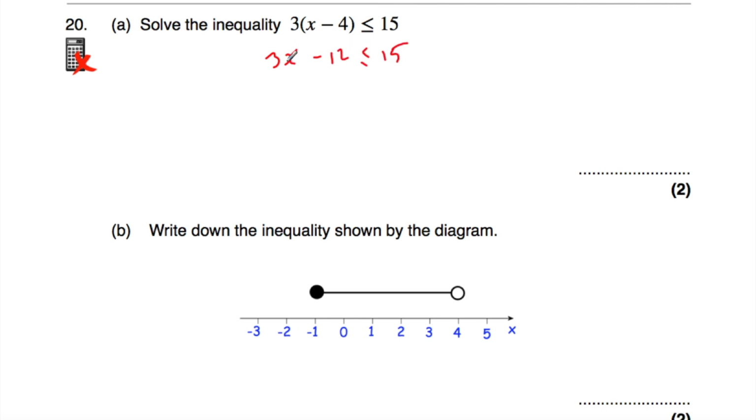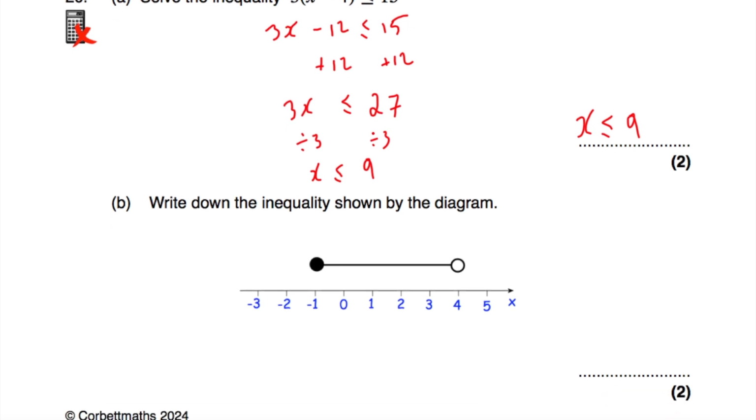Okay, now we want to get the x on its own, so let's get rid of this minus 12. So let's add 12 and add 12 to both sides of the inequality. So on the left hand side, we have 3x minus 12. We're adding 12 to get rid of the minus 12, so we're just going to be left with 3x. And that's going to be less than or equal to, and 15 plus 12 is 27. Okay, we're nearly there. We just need to divide by 3 and divide by 3. 3x divided by 3 would be x, and that's going to be less than or equal to 9. So x is less than or equal to 9, and that's it.